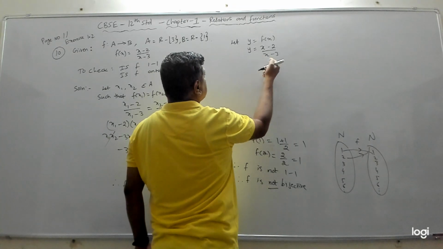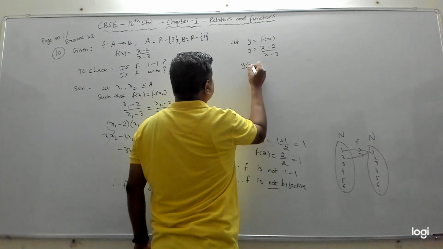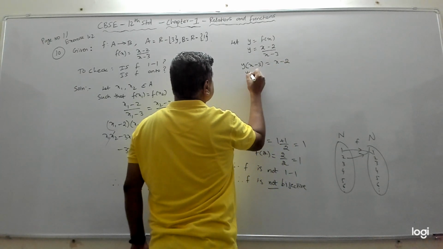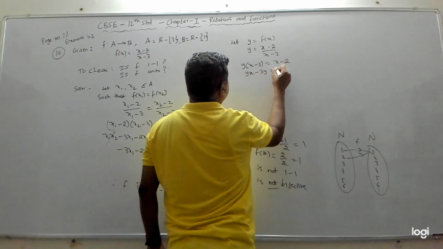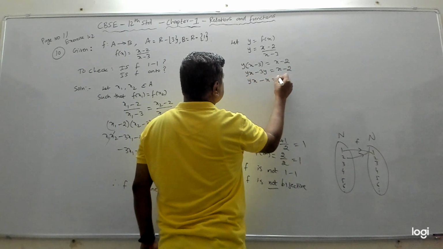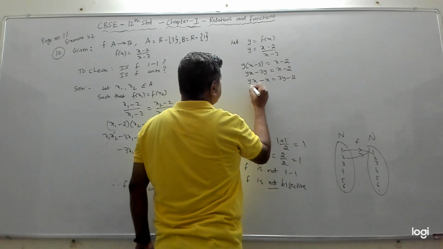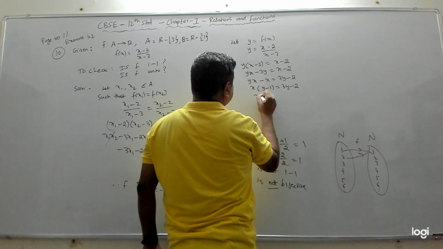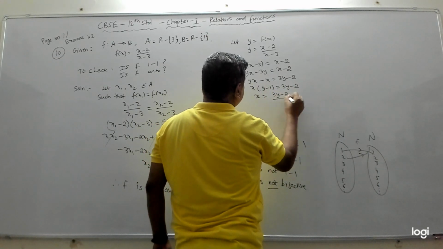So which means we'll cross multiply. So y into (x minus 3) equal to x minus 2. So yx minus 3y equal to x minus 2. Bring all the x to one side. You have yx minus x is equal to 3y minus 2. So x is common: x into (y minus 1) equal to 3y minus 2. Where x will become (3y minus 2) by (y minus 1).